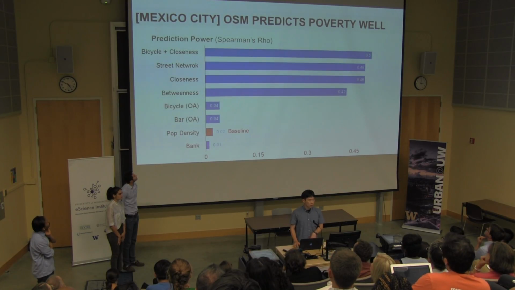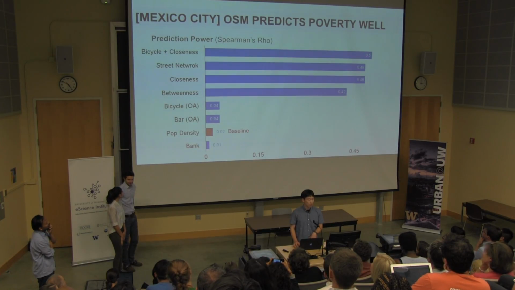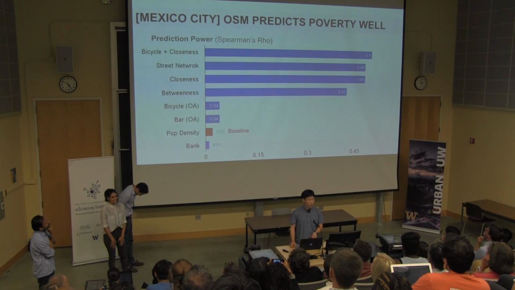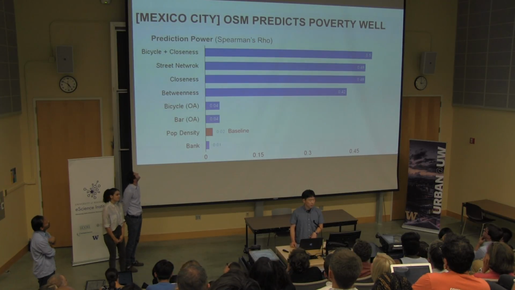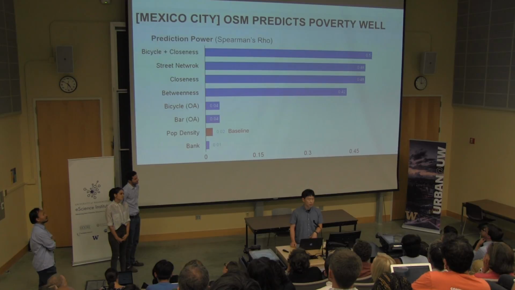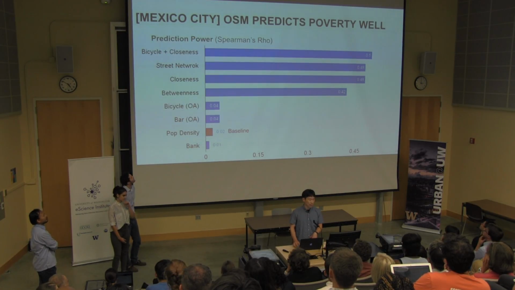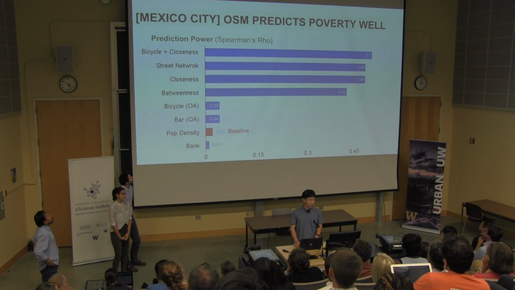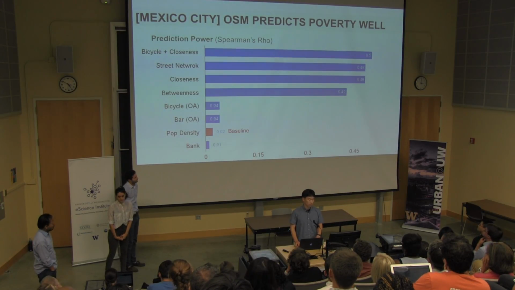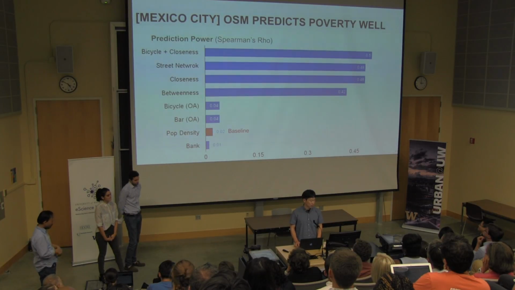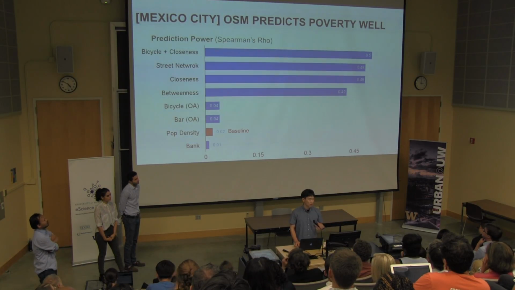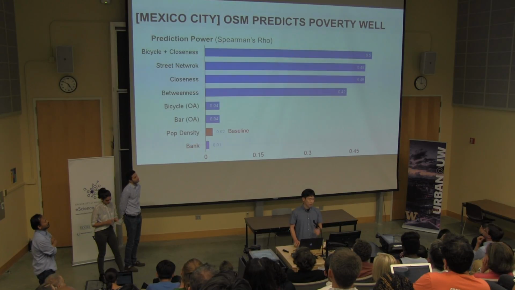When you look at Mexico City, the performance is way better because we have many more features and data there. Here, bicycle offering advantage and closeness centrality predicted 50% of the poverty, which is a 48% enhancement from the baseline, from the population density-based measure. And other street network, closeness, betweenness, and offering advantage features do a better job than the baseline.